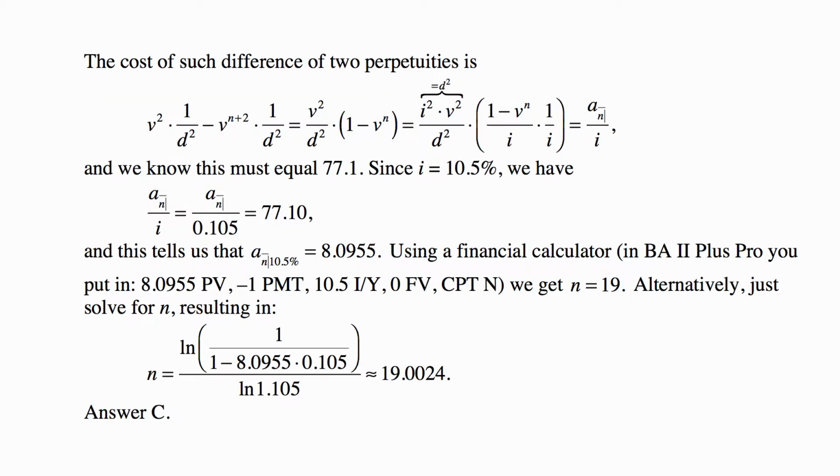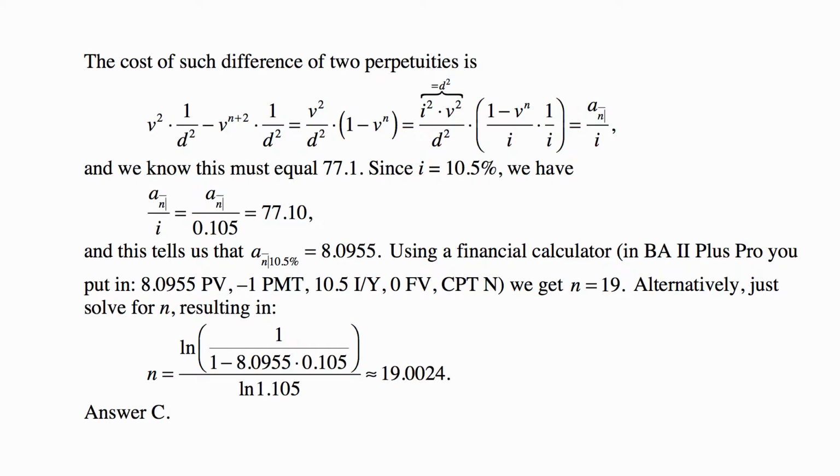So recalling this, we can write the value of the perpetuity that we're working with as a difference of two perpetuities. The first one is v squared times 1 over d squared, and the second one is v to the n plus 2 times 1 over d squared. The difference of two increasing perpetuities, one with the first payment at time 2 and the other with the first payment at time n plus 2. So that's the same as v squared over d squared times 1 minus v to the nth.